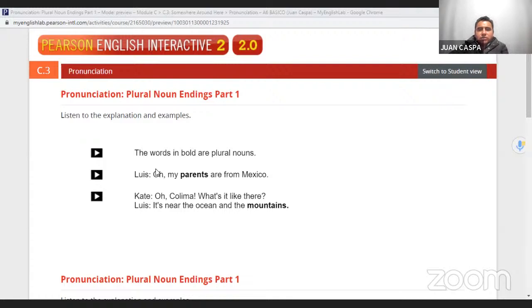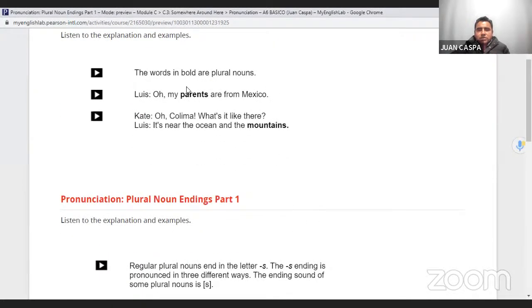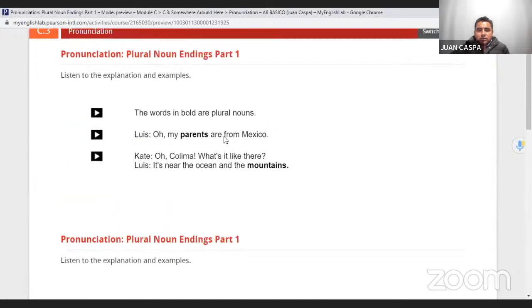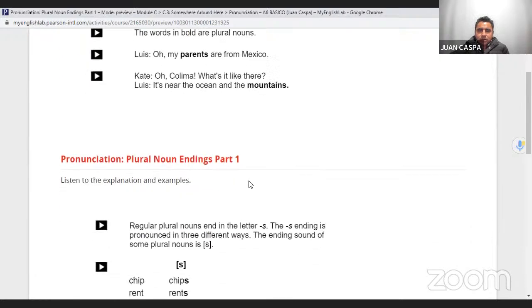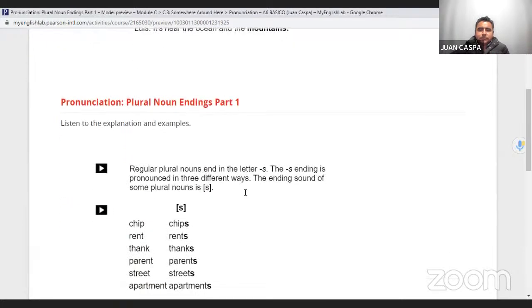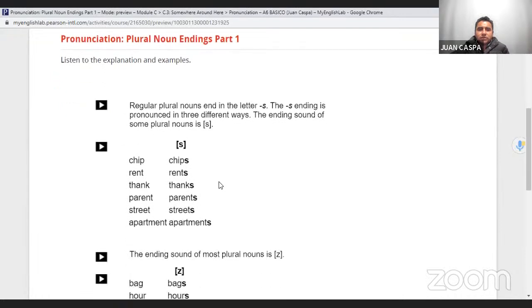The words in bold are plural nouns. Like, oh, Luis, my parents are from Mexico, right? Oh, Colima. What's it like there? It's near the ocean and the mountains. Mountains, right? Usually we will highlight these plural nouns and the pronunciation of plural nouns in this case. Regular plural nouns end in the letter S. The S ending is pronounced in 3 different ways. The ending sound of some plural nouns is S.